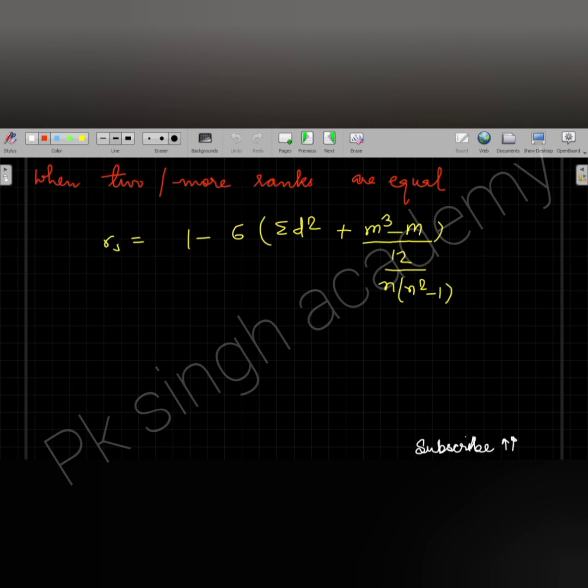When two or more ranks are equal, since when we give a rank it can happen that there are more ranks of the same value, in that situation we will follow this formula. Clear?